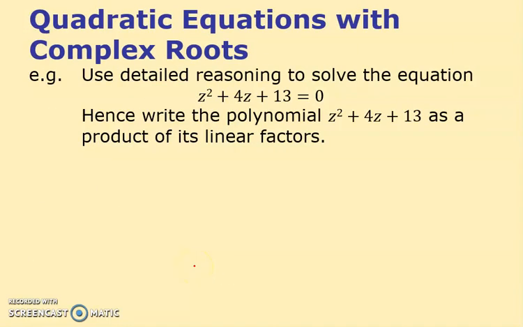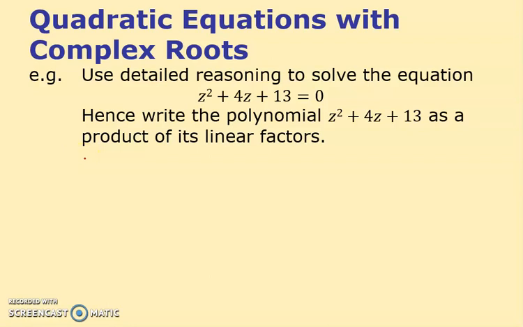Today then, we're doing roots of polynomials. This polynomial is a quadratic. We know that because it says z squared. The clue's in the z actually. The z will probably tell us we're not going to get exact answers. How do I write this as the product of its linear factors? Well, you're probably going to use your knowledge of the quadratic equation formula.